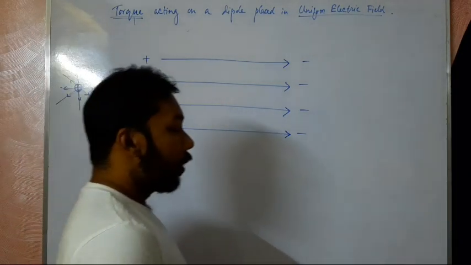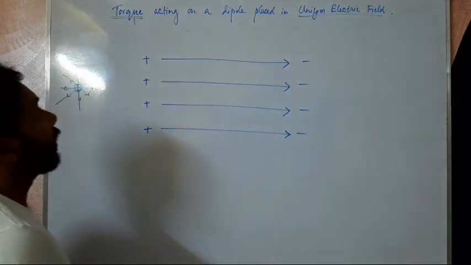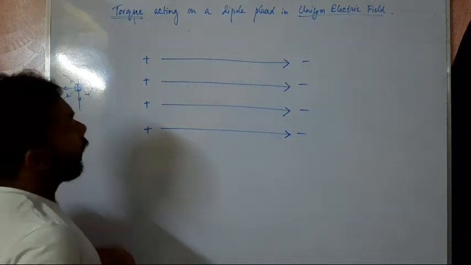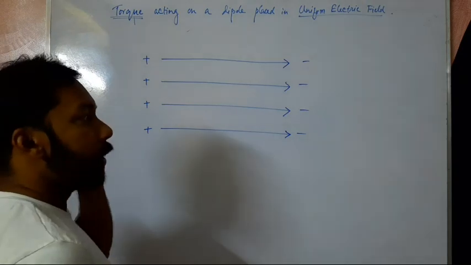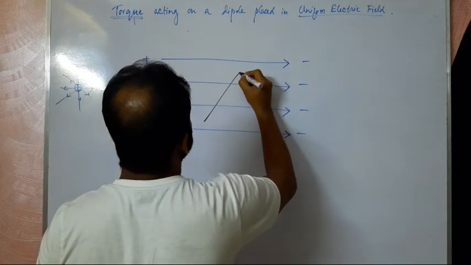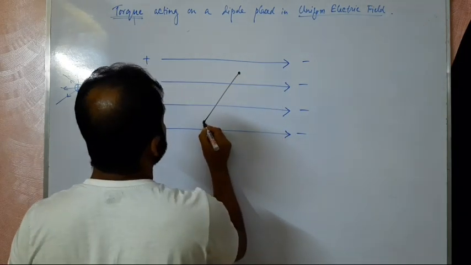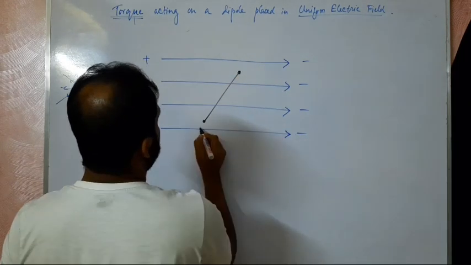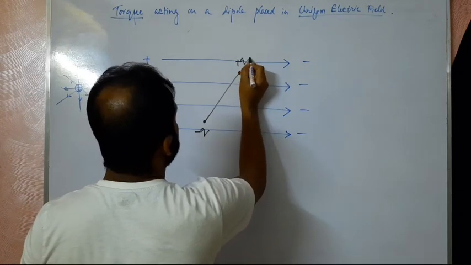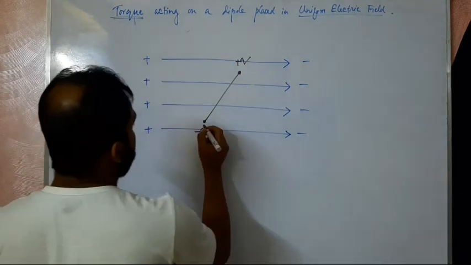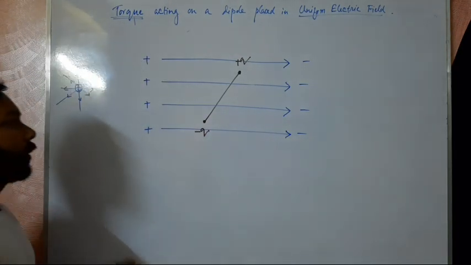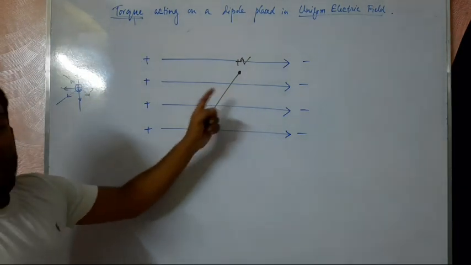Now we have to place a dipole inside that field. Okay, let us place a dipole here. Suppose arbitrarily we are placing the dipole like that. Say this is minus q charge and that is plus q charge. Say this point, we'll name it later. Okay, fine. This is the dipole.